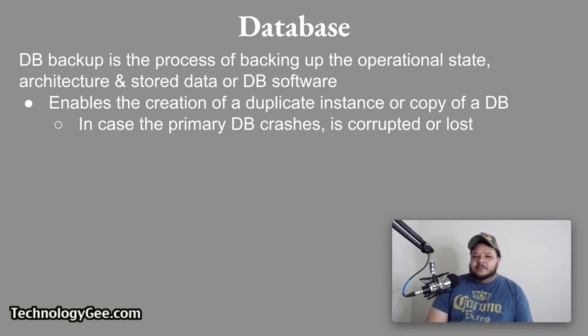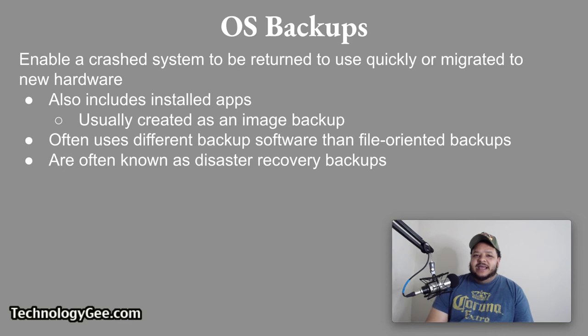Database. A database backup is the process of backing up the operational state, architecture, and stored data of database software. It enables the creation of a duplicate instance or copy of a database in case the primary database crashes, is corrupted, or lost. You have operating system backups. These are backups that enable a crashed system to be returned to use quickly or migrated to new hardware. An operating system backup also includes installed apps, is usually created as an image backup, and often uses different backup software than file-oriented backups. Operating system backups are often known as disaster recovery backups.